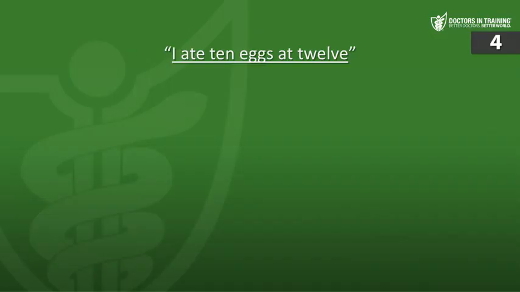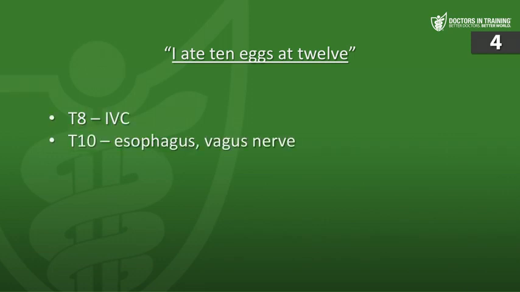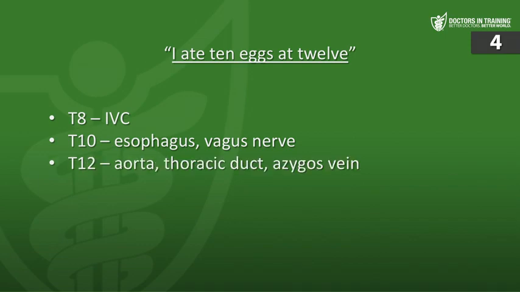Remember, we got that great mnemonic, I ate 10 eggs at 12. I8 is the inferior vena cava passing through at T8. The 10 eggs refers to T10, where you're going to see your esophagus and the vagus nerve. And then at T12, you're going to see your aorta, your thoracic duct, and also your azygos vein.